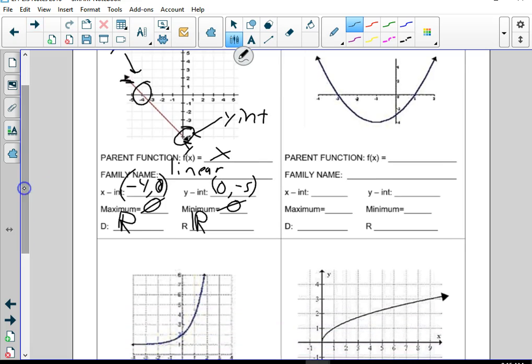Okay, the second one over here. This is y equals x squared, or f of x equals x squared. It is a parabola. That's not the family name. The family name is quadratic.